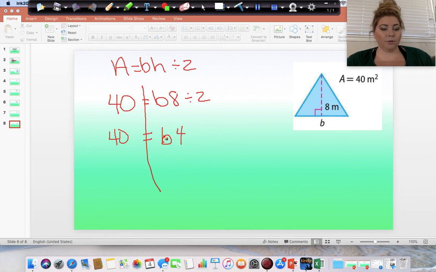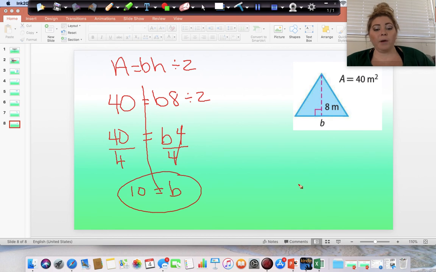b is our variable, and right now it's being multiplied times 4. And to solve this, you have to do the opposite. So we're going to divide both sides by 4. This cancels, and we are left with b is equal to 40 divided by 4, which is 10. So my answer is 10 meters.